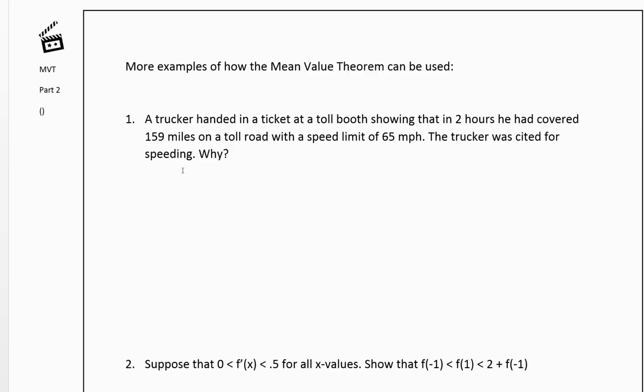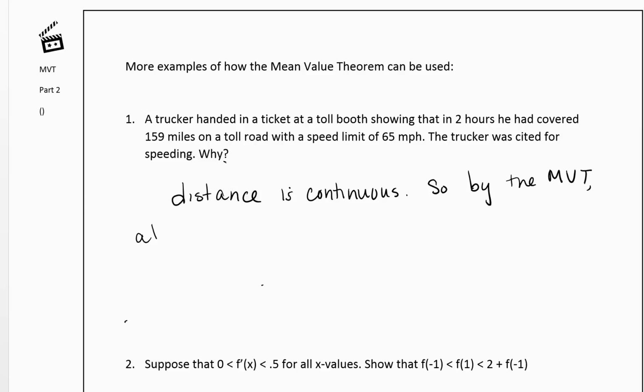Okay, so here we can say that your distance, the distance that the trucker is driving, is continuous. So by the mean value theorem, at some point the driver was going his average speed.